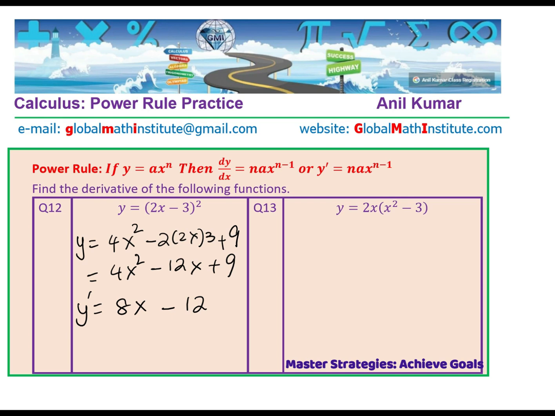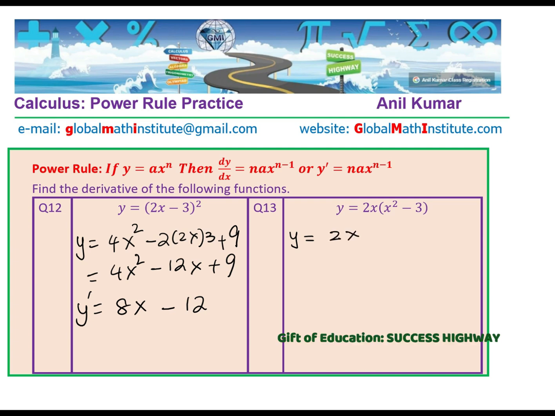Perfect. Now this time, question number 13 is y equals 2x times x squared minus 3. How will you do it? Apply the distributive property, expand and simplify. So 2x times x squared gives you 2x cubed, minus 2 times 3 is 6, 6x, and therefore the derivative will be 6x squared minus 6. Clear?